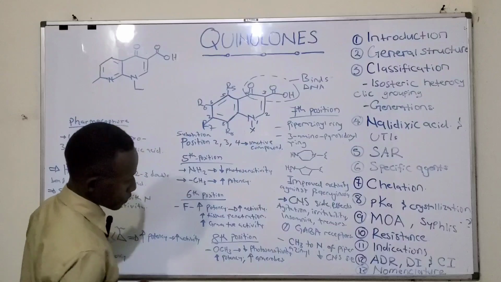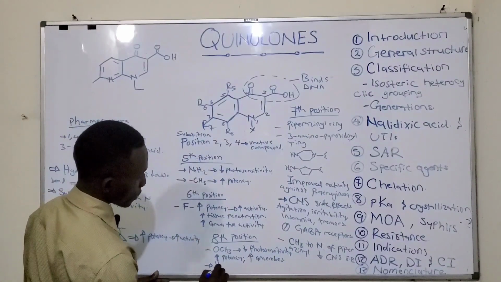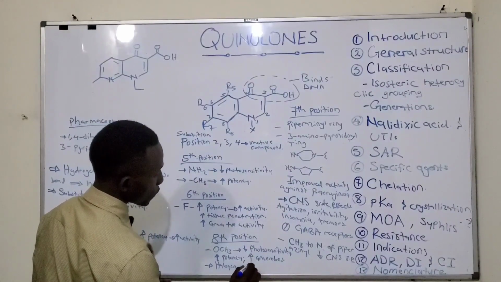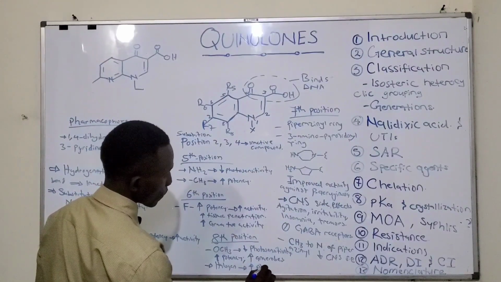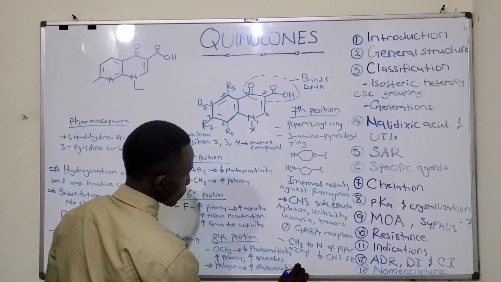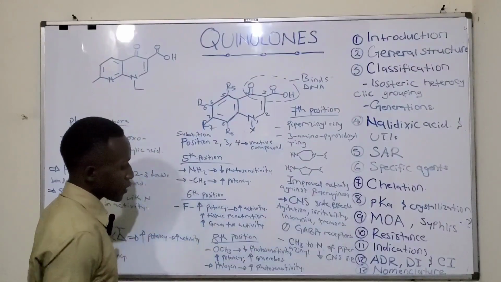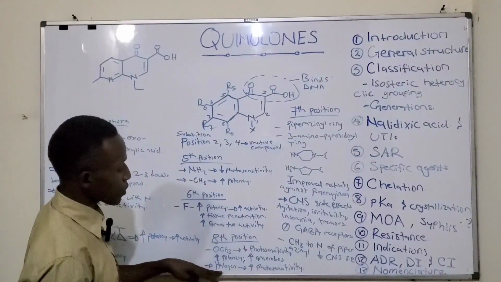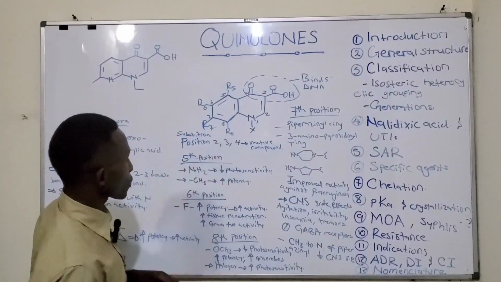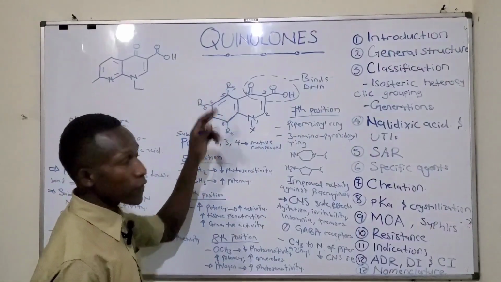Then, if you add a halogen at that position, there is increased photosensitivity. We shall see them in specific agents, those which have the halogen at this position, and those which have the methoxyl group at this position, even those with the amino group at position 5.